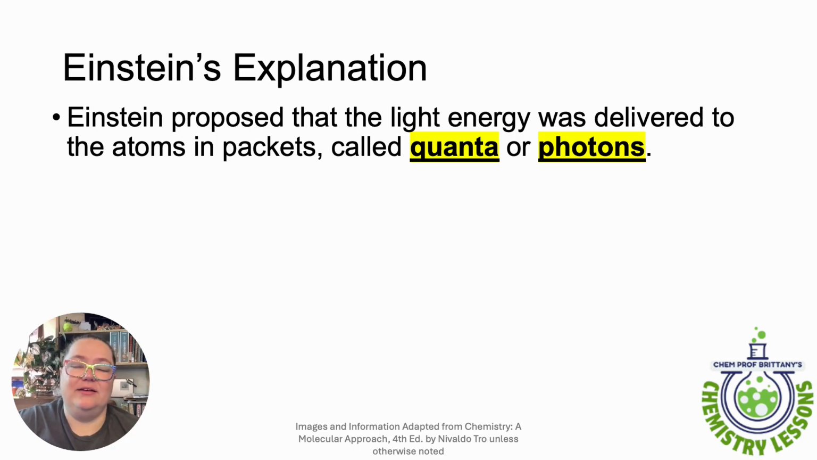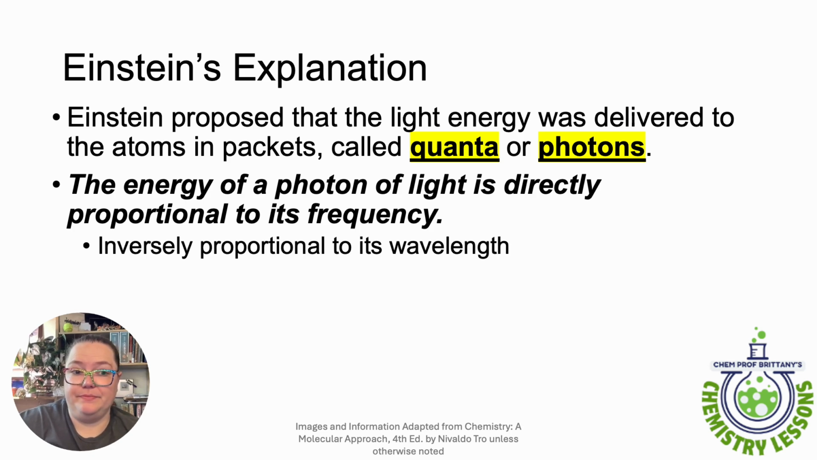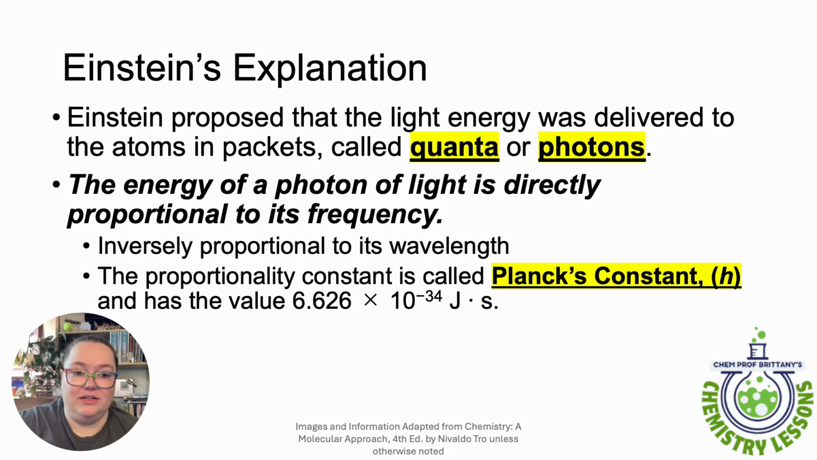So Einstein proposed that light energy came in specific packets that he called quanta, but you may be familiar with it as a photon. The energy of a photon is directly proportional to the frequency of the light that photon is associated with. It is inversely proportional to the wavelength. And then this other scientist named Planck came out with a constant to describe the proportionality of that relationship.